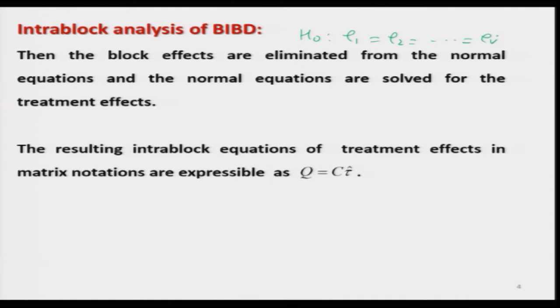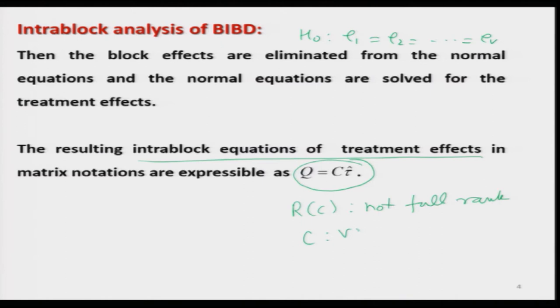So, in this case what we were trying to do, we had considered the two-way model, we had obtained the normal equations and then we had expressed them in the form of vectors and matrix symbols. And then because we are interested in the null hypothesis about the equality of the treatment effects, we are going to eliminate the block effects from the normal equations and estimate the treatment effect. And that had given us the reduced normal equations, or the intra-block equations of treatment effects, as Q is equal to C tau hat.